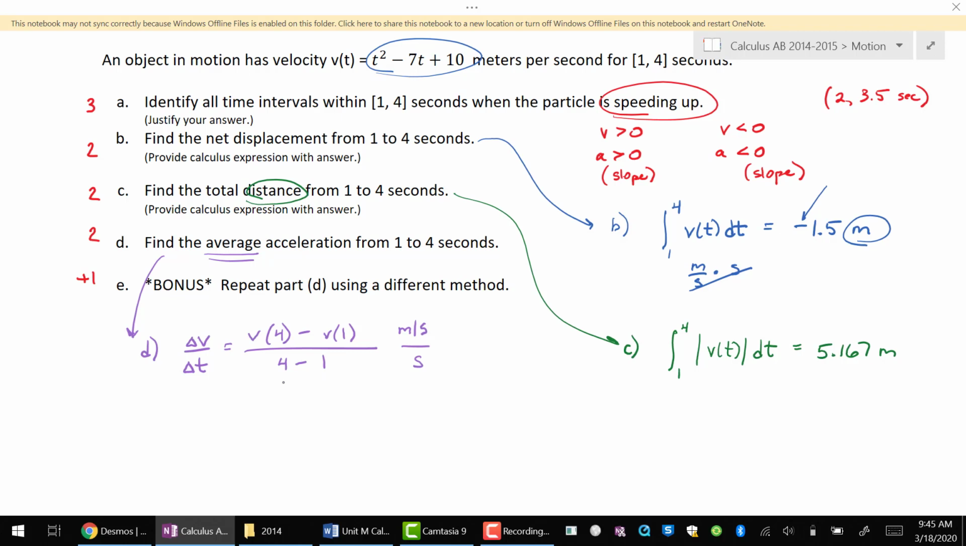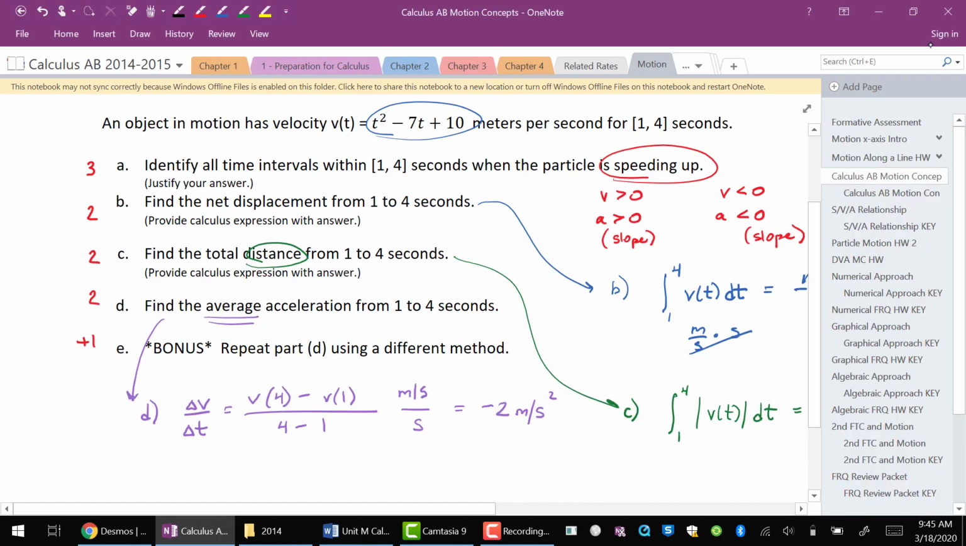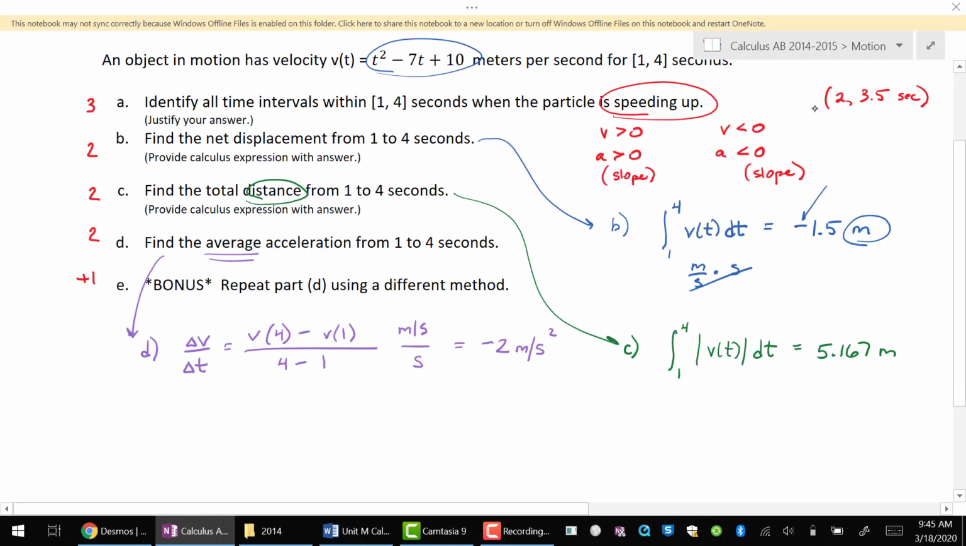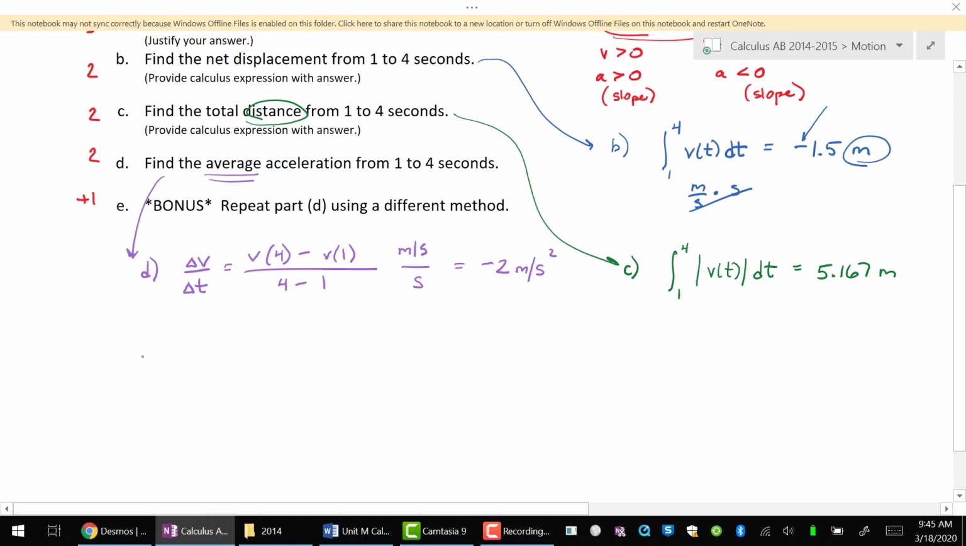But this is average acceleration, and if you compute that difference quotient, we end up with an answer of -2 meters per second squared. And then as a little bonus question, what if we just repeat that very same question using a different method? So finally, part E, again, average acceleration.